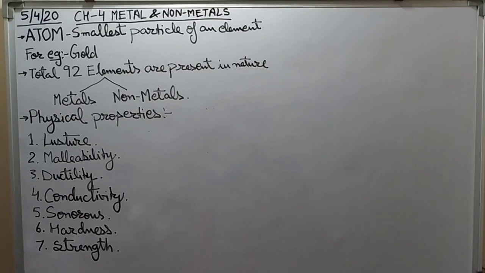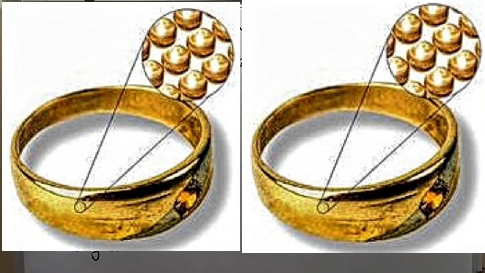Now, what do you mean by atoms? Atoms are the smallest particle of an element. Even you cannot see the atom with your naked eyes. And even with the powerful microscope also, you cannot see the atom. For example, gold. Gold is an element. Okay. Now, as you can see in the picture, the gold ring is made up of only gold atoms.